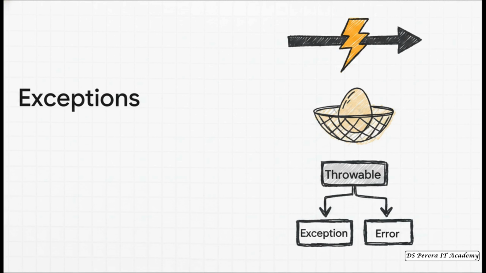And third, you've got to understand the hierarchy. In Java, every single exception and error comes from one parent class called Throwable. Think of it as the top of the family tree for everything that can possibly go wrong. And under Throwable, you have two main branches, exception and error.